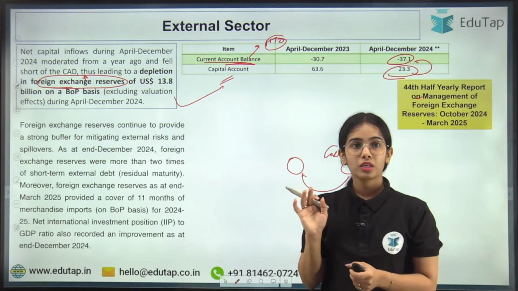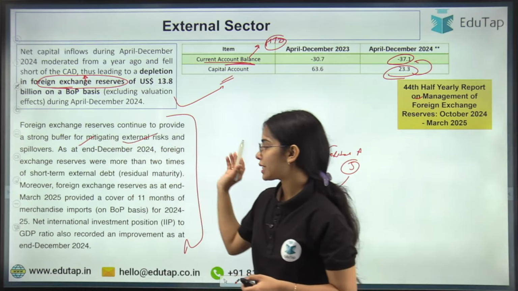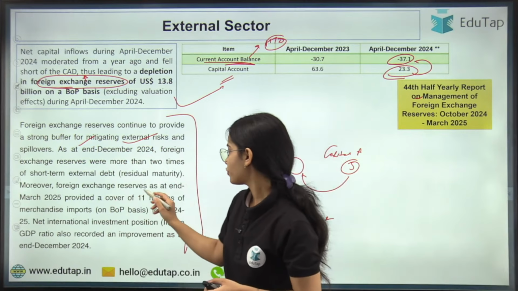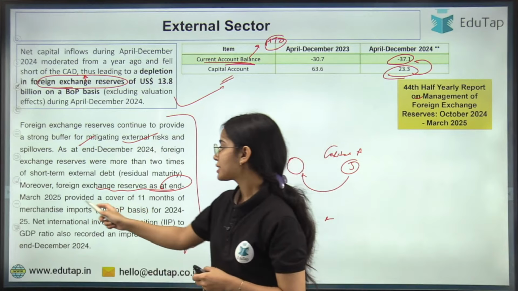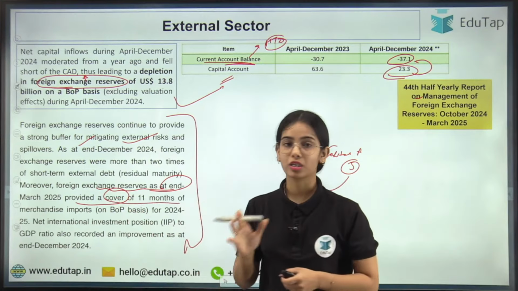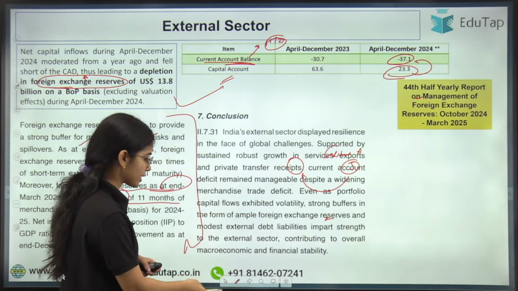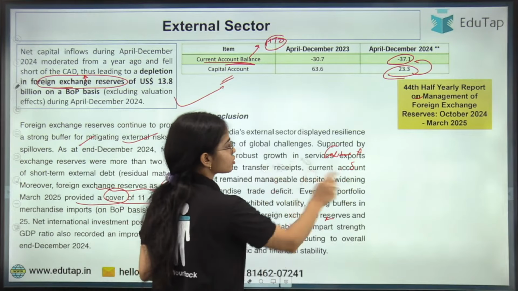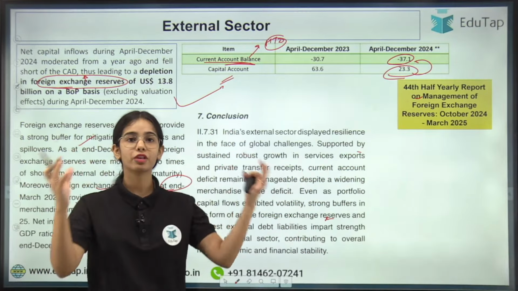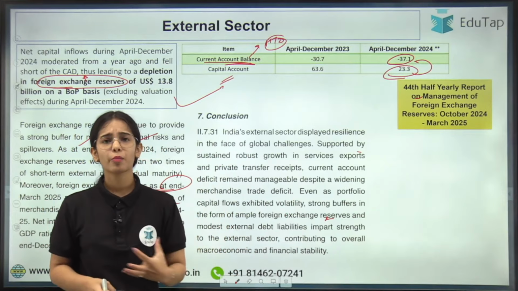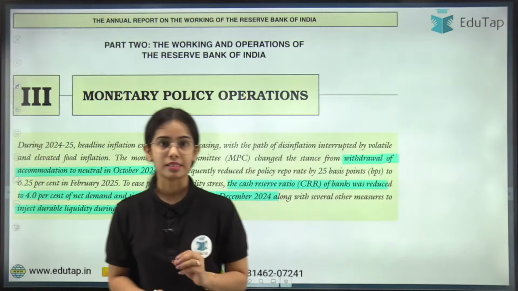Now, foreign exchange reserves continue to provide a strong buffer for mitigating external risk. If we see the foreign exchange reserves as at the end of March 2025, they still provide a cover of 11 months of merchandise imports on a balance of payments basis. And India's external sector has displayed resilience, because the problem is not coming from our country only. The problem is coming at the global level because of the trade war and protectionism policies that different countries are adopting. But still, India is remaining resilient.